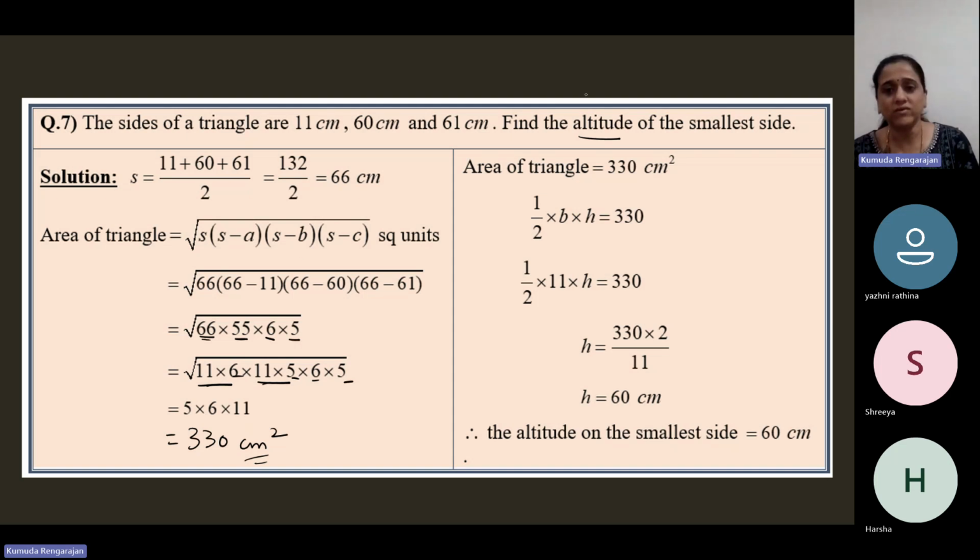Now we have to find the altitude on the smallest side. Which is the smallest side? So take the base as 11 and find the corresponding altitude. Which one to take as the base? The smallest side is the base, 11. Yeah, good.